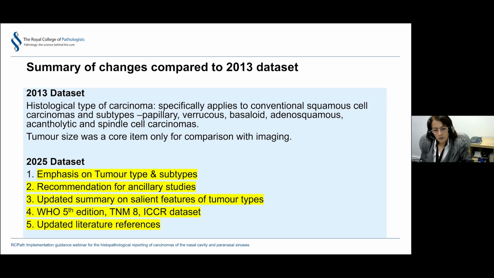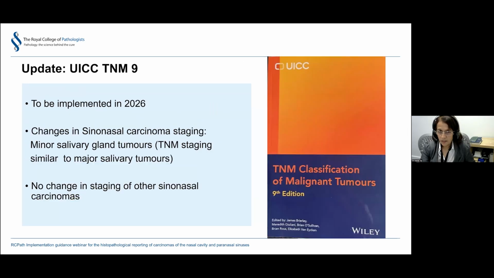And as for all of the head and neck data sets, we've incorporated the WHO 5th edition classification of sinonasal tumors, and following the UICC TNM8 and the ICCR dataset, together with an updated literature review over the 12 years. So that's just a description of the current dataset.